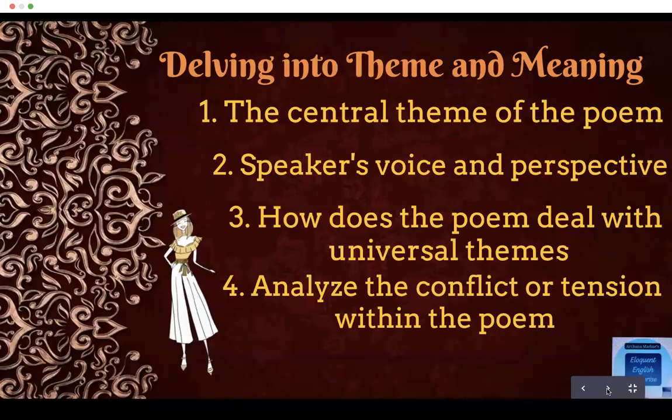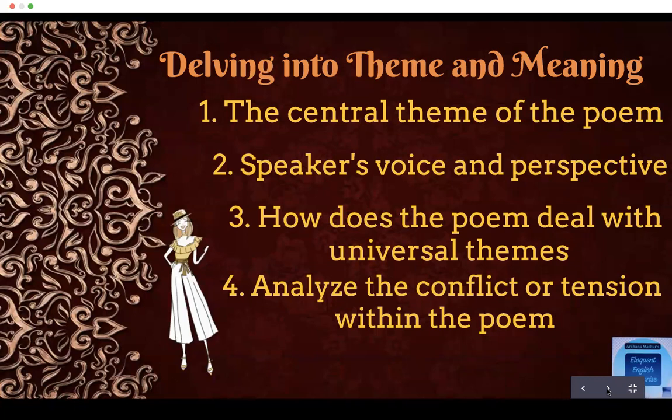Then we come to the main theme and meaning of the poem. So what's the central theme of the poem? Is it romantic? Is it a kind of satire, or is it ironical? So what is the central theme? Is it trying to convey a message to you, or is it maybe just for the enjoyment of whatever is being described? So that central theme we have to capture and we have to convey it to our students.